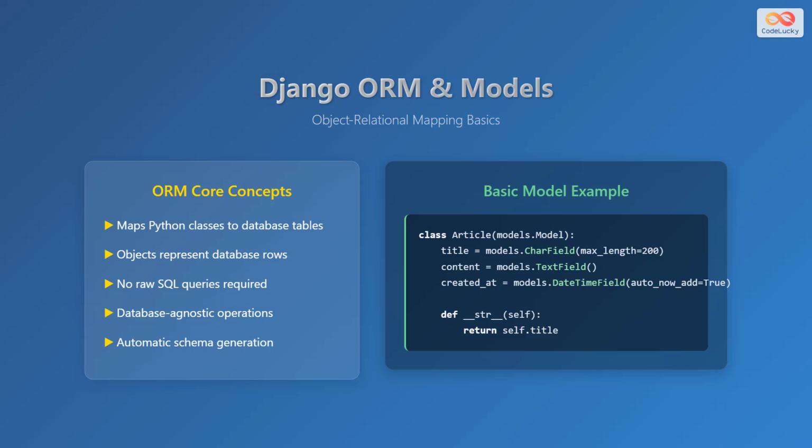In our example, we define an article model with title, content, and created_at fields. The CharField specifies a character field with maximum length, TextField handles longer text content, and DateTimeField with auto_now_add=True automatically sets the timestamp when records are created. The __str__ method defines how the model appears when printed, returning the article's title for easy identification.